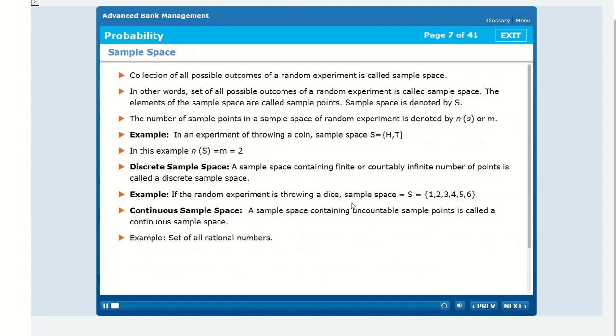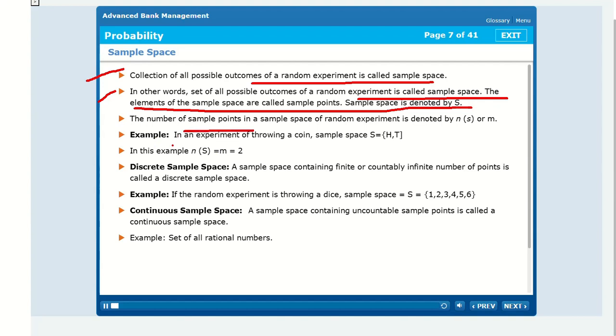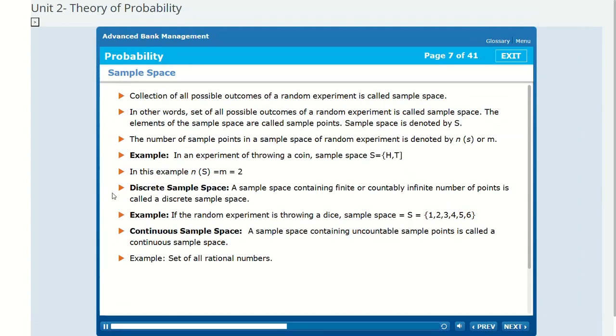Sample space. The collection of all possible outcomes of a random experiment is called the sample space. In other words, the set of all possible outcomes of a random experiment is called the sample space. The elements of the sample space are called sample points. Sample space is denoted by S. The number of sample points in the sample space of a random experiment is denoted by n(S) or m. Example: in an experiment of throwing a coin, sample space S = {H, T}. In this example n(S) = m = 2.